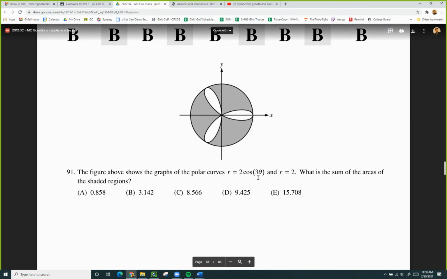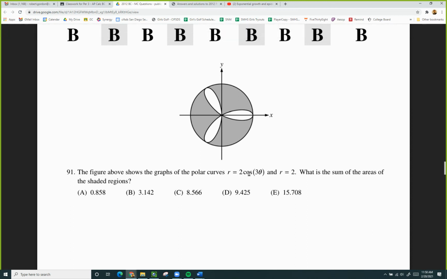r equals 0 whenever the cosine argument equals π/2, right? So you can think about what value you need to plug in for θ to make the argument π/2. I think it's π/6. So when θ = π/6, r = 0, you're hitting the origin. So here's the 0, θ hits π/6, then θ = π/3. And so it kind of curls around like this.